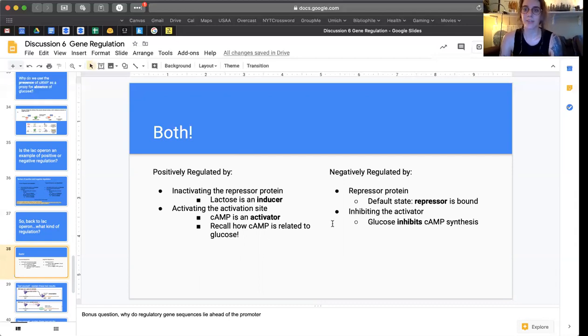Negative regulation is occurring from the default state of the repressor protein, where the repressor is bound and it's blocking the transcription levels. But it also can inhibit the activator, and that will occur when there's a high level of glucose. You can recall that glucose will deactivate or denature the adenylyl cyclase enzyme, which is what produces cAMP. So if you have glucose, you're not going to have cAMP, which will essentially prevent the activator from working, and that reaction isn't going to happen.